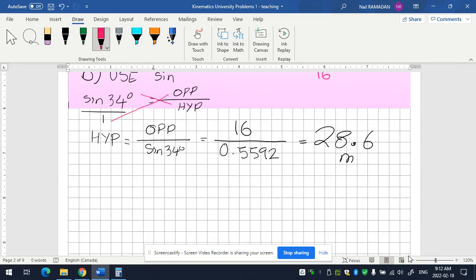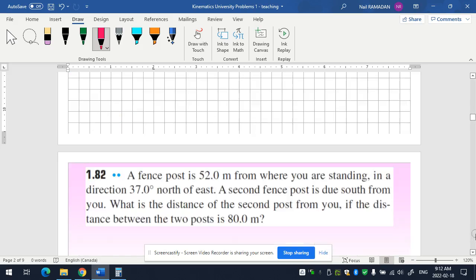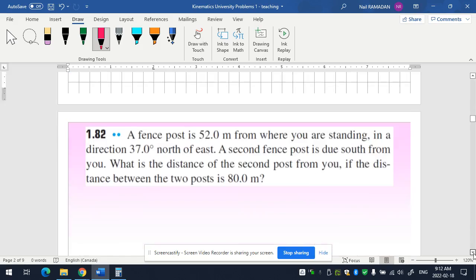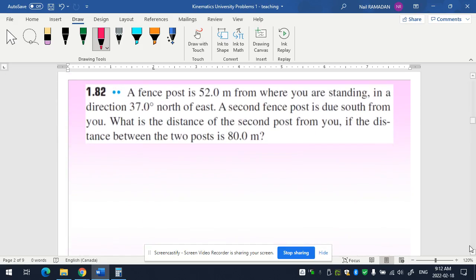Okay? All right. Let's go to the next, third question. A fence post is 52 meters from where you stand. Okay? So everyone, look. Is it telling you which direction though? No, it's just telling you, look, everyone, eyes on me. I am here. Somewhere 52 meters from me, there's a fence post.